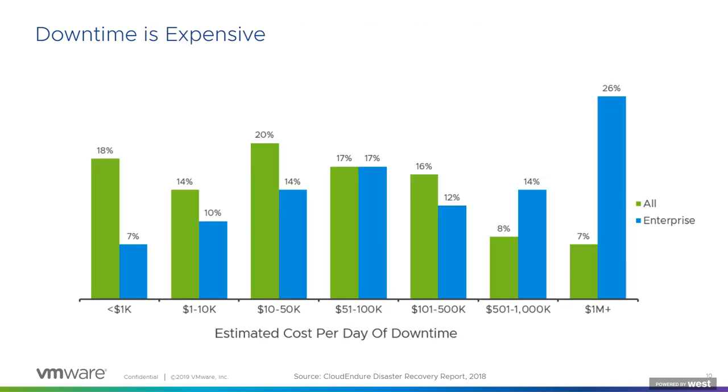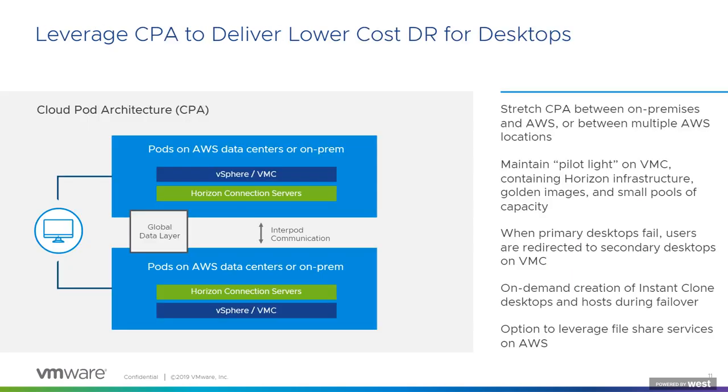And then when downtime happens, it's also pretty expensive. So these bars actually show the estimated cost per day of downtime. It's separated out by all respondents or all customers as well as enterprise. And you can see, of course, for enterprise customers, it tends to be more expensive. But even overall, for all customers, downtime is pretty expensive on a cost per day basis. And if you're racking up multiple days of downtime, that gets even more expensive.